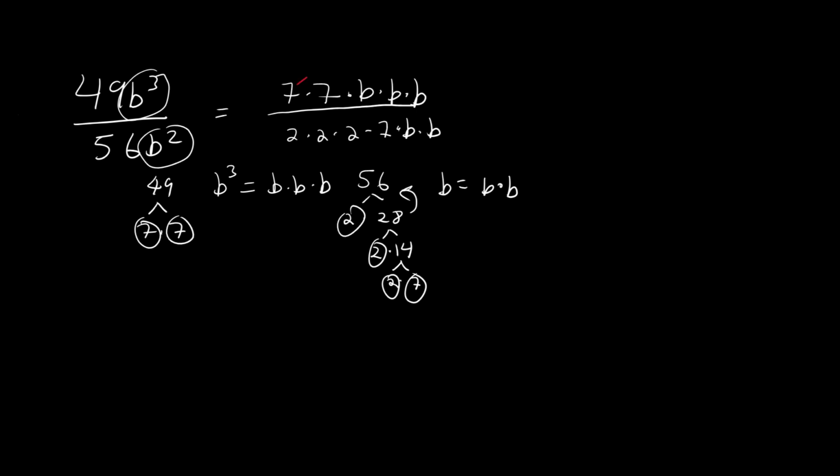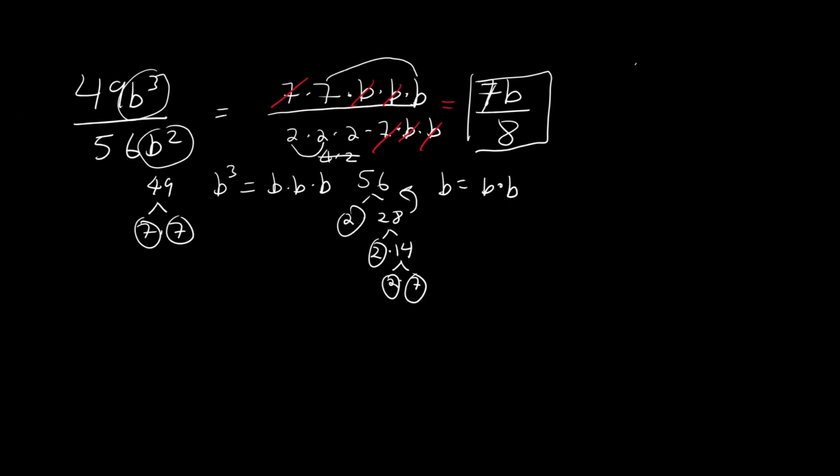Next, we can cross out one 7, and then we can cross out 2 b's. Now on the numerator we will have 7 times b, which is 7b, and on the denominator we'll have 4 times 2, that will be 8. So we simplified 49b to the third power over 56b to the second power.